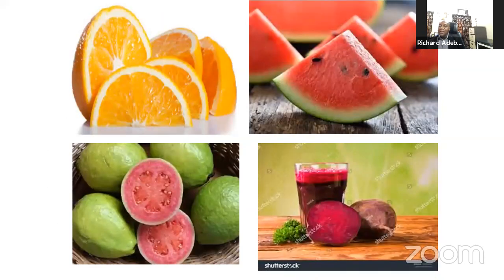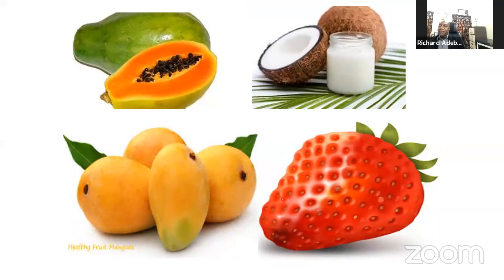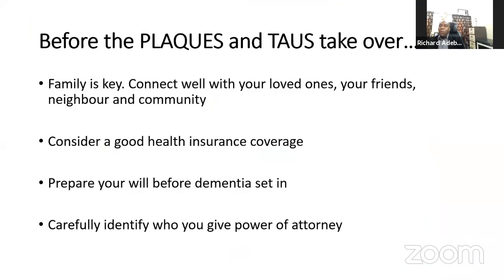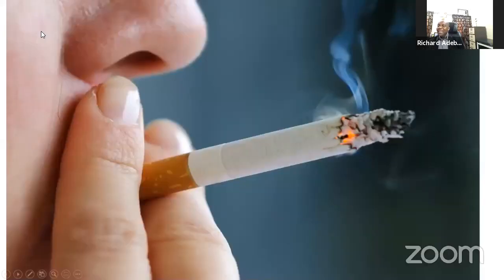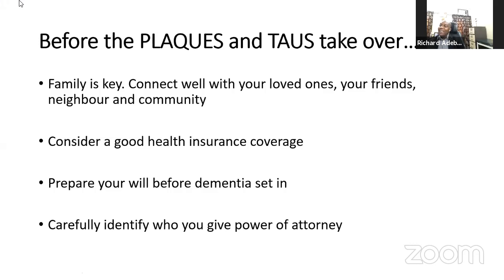All these are very key. Green leafy vegetables. Yes. Go on, please. Yeah, this is where, before the plaques and tangles, those are the things we see in the brain, before they take over, your family is key.